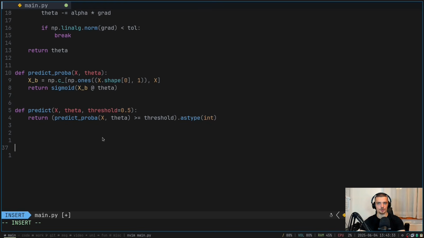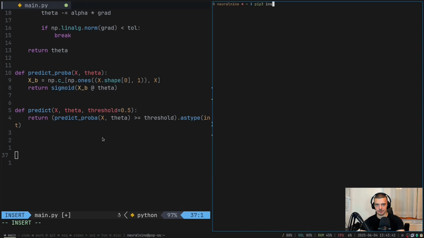So now we are going to use scikit-learn, but not for the implementation of logistic regression, just to evaluate it, just to see if it works. If you don't have it, you need to install it using pip or uv. So pip3 install, or uv add scikit-learn.